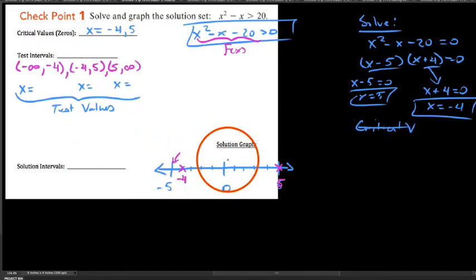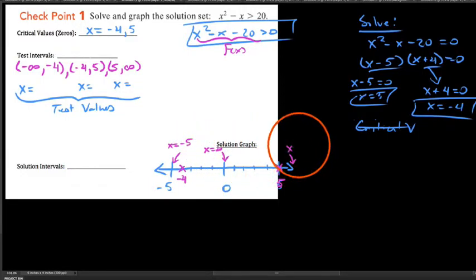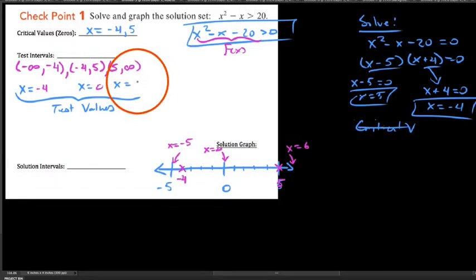In terms of what values I would choose here, I would choose one value to the left of this critical value, so negative 5. Here I'm definitely going to choose 0 whenever possible. And then I'm going to say x equals 6 out here. We'll choose these values and plug them in and see if we get a true statement. So negative 5 is a test value. We're going to test 0 for sure, and we'll test 6 as well because they lie on these intervals.